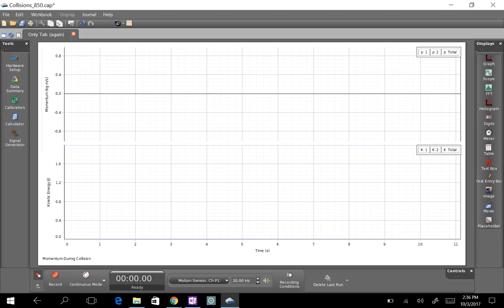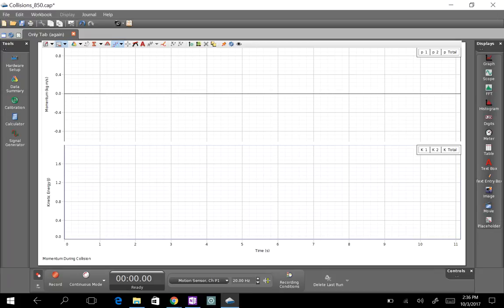So here is the basic setup. We have momentum in the top graph, and we have kinetic energy in the bottom graph. Notice there's P1, that's the momentum of cart 1. P2, that's the momentum of cart 2. P total is the sum of the momentum between the two. Now the first thing I'm going to do is just put one cart on the track. Both of them are set to the cart setting, and I tried to make them so it's shooting across. And I'm just going to check and make sure that it sees the cart going all the way across. So record.